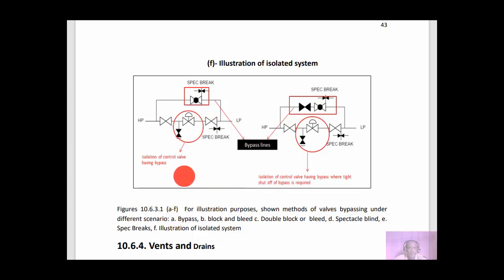Isolation of control valve having a bypass. The isolation of control valve having a bypass where tight shut off of bypass is required. We have a spec break here. Then we have our control valve. Then we have our block valve and our bypass line. Then we have our bleed here.